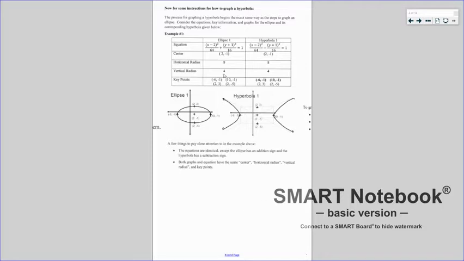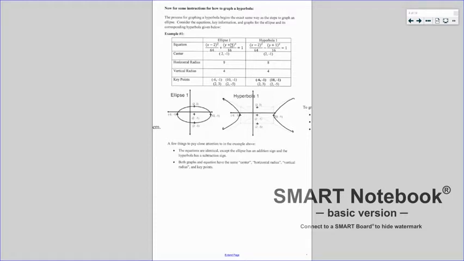All right, so when we're graphing, the process for graphing a hyperbola begins the exact same way as the steps to graph an ellipse. Consider the equation, key information, and graphs for the ellipse and the corresponding hyperbola that's given. So here's the ellipse information from back in activity 2. I've got a center at (2, -1). I've got a horizontal radius, that's going to be 8. I've got a vertical radius, that's going to be 4.